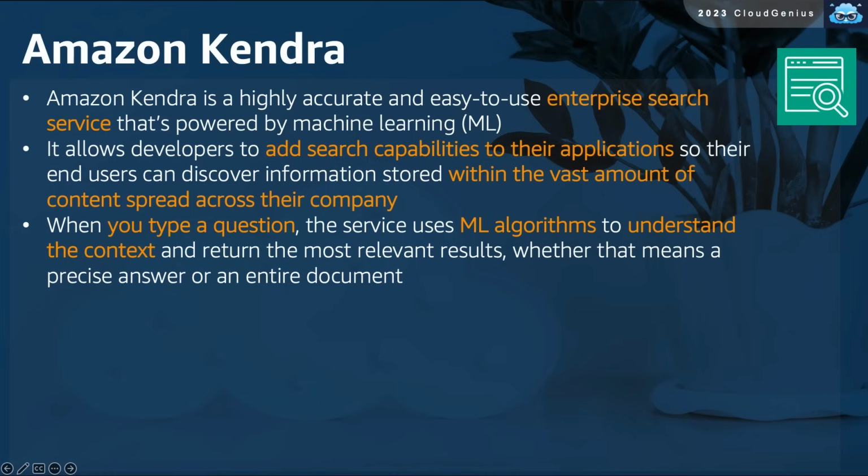Amazon Kendra supports a wide range of data sources, including file systems, websites, databases, and cloud storage. It automatically indexes and categorizes data, making it easy to search and retrieve information from multiple sources in real time.